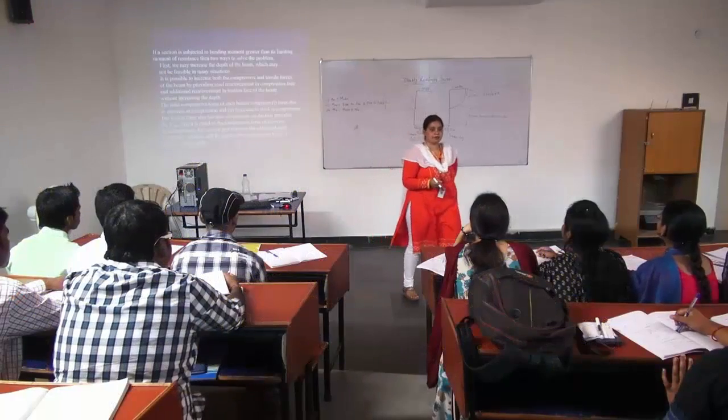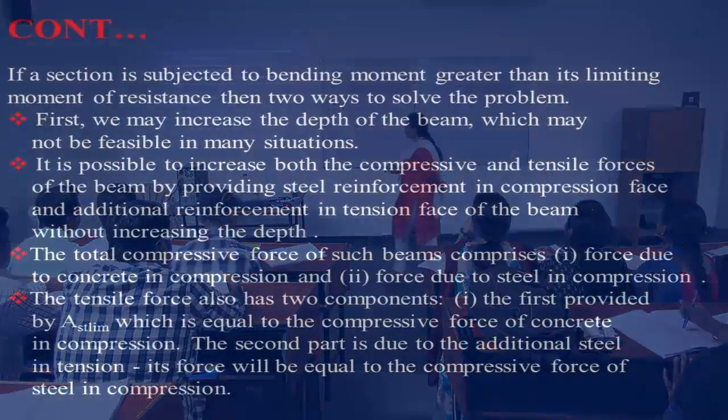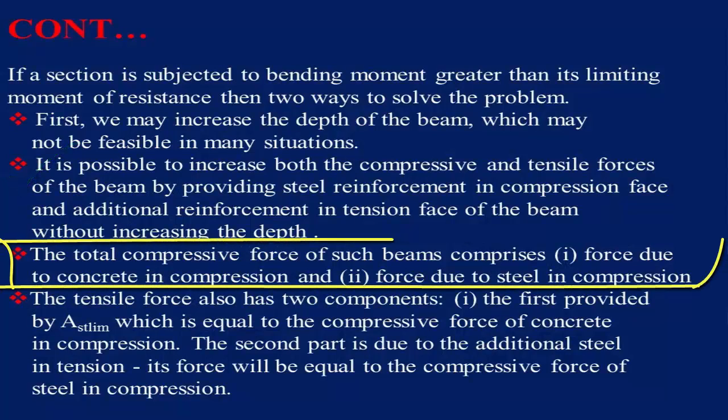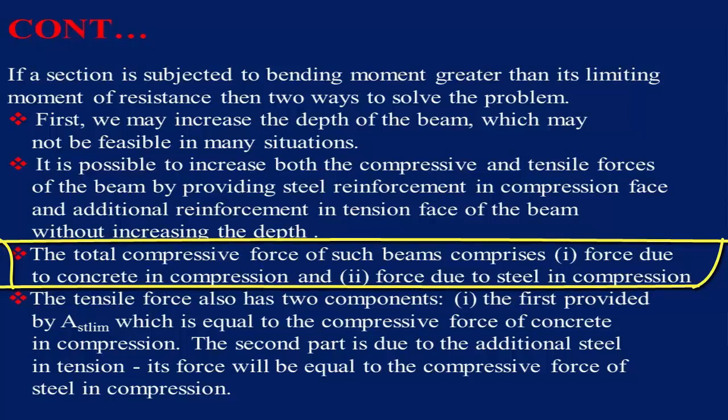Then you design the beam as an under-reinforced section. So we have to follow this second method for our design of the doubly reinforced section. Now see the total, how do you calculate it? The total compressive force of such beams comprises the force due to concrete in compression plus the force due to steel in compression.